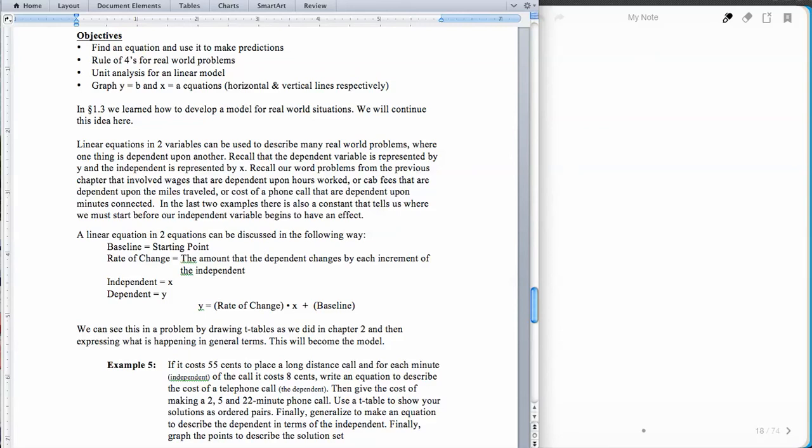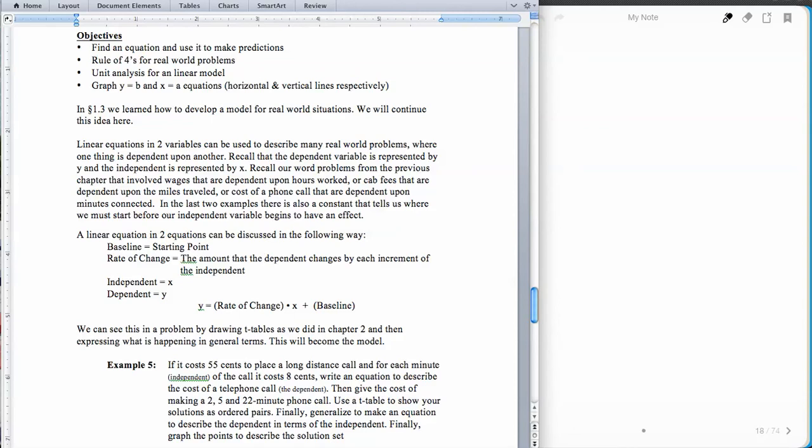So first of all, we have baseline, which is our starting point. Remember our SUV model that we talked about before in Chapter 1? When we had that SUV and when we drove it off the lot, it was worth a certain amount of money. We paid a certain amount. That's our baseline. That's our starting point.